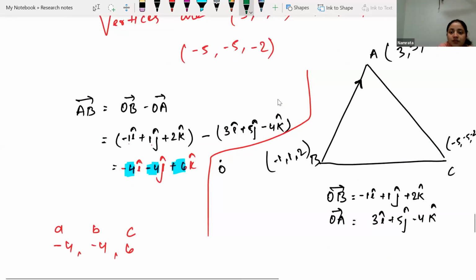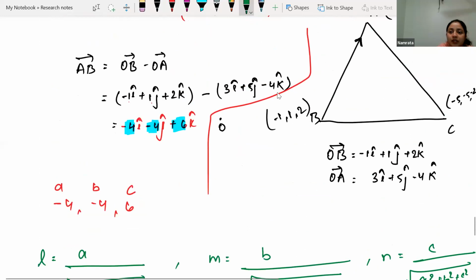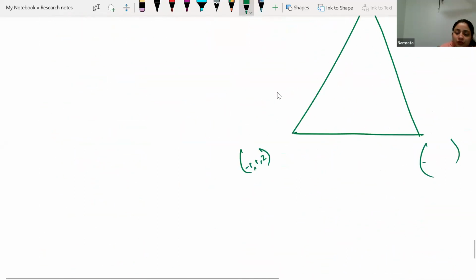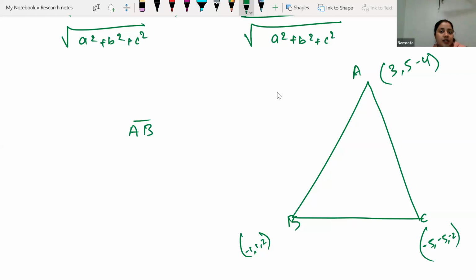Then minus 1, 1, 2. And here we were having minus 5, minus 5, minus 2. So basically we are having a triangle like this. We have to find the direction cosine of each and every side. So first we have found the direction cosine of the side AB. How will we be finding the direction cosine of side AB or the line AB?